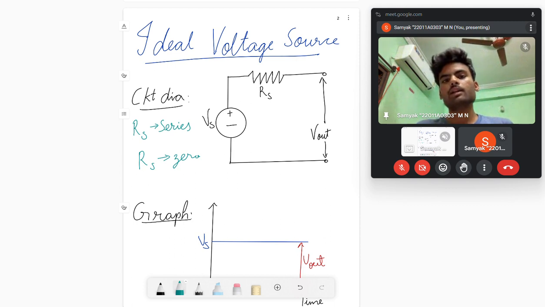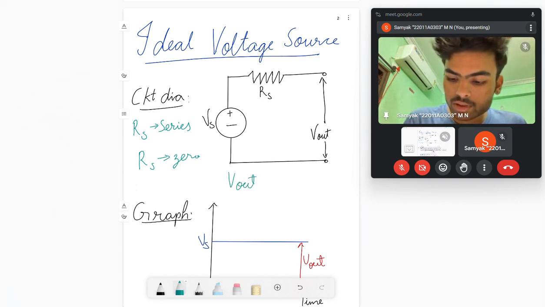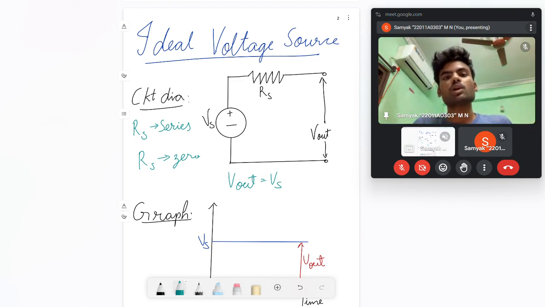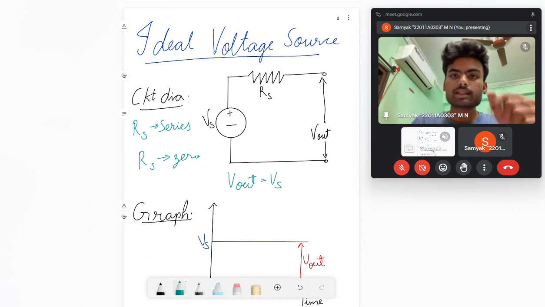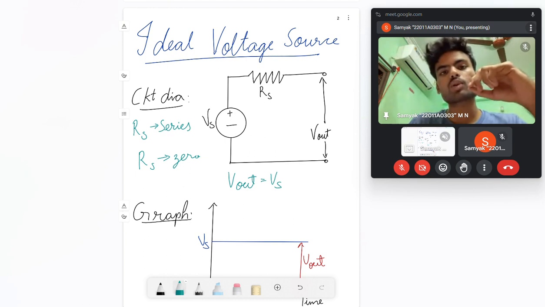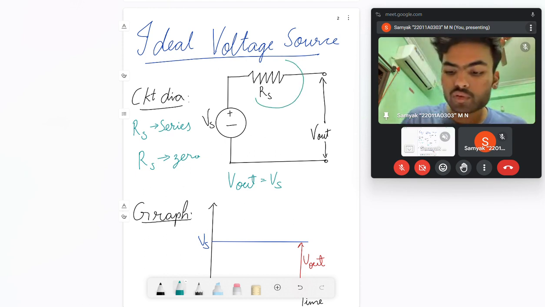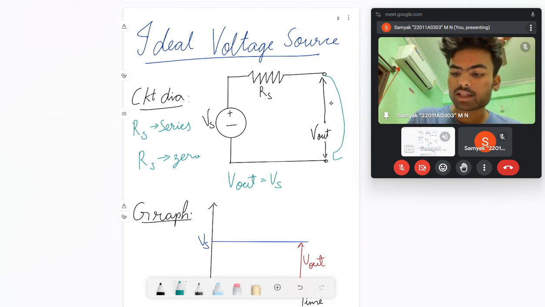When we talk about an ideal source, we mean a perfect source that can give an output of what the voltage produced at source is. Hence, we can say that V out is equal to Vs, that is, output voltage is equal to the source voltage. This is because the resistance provided by the source is zero. That is why there is no voltage loss occurring in this area, and hence the output that we get is always equal to the source voltage.